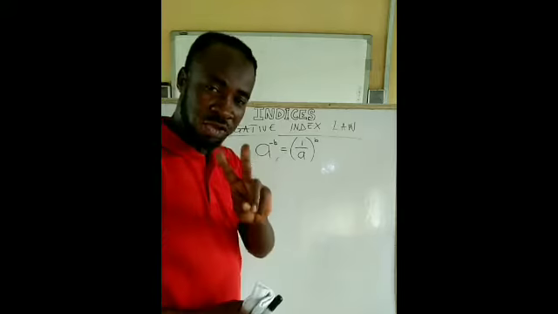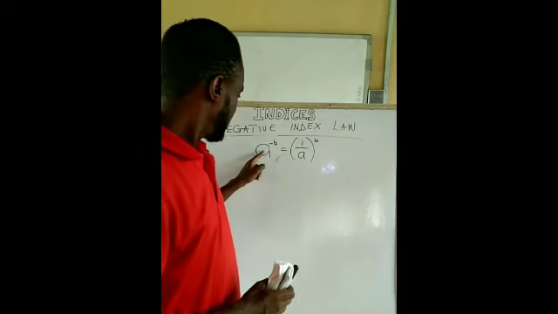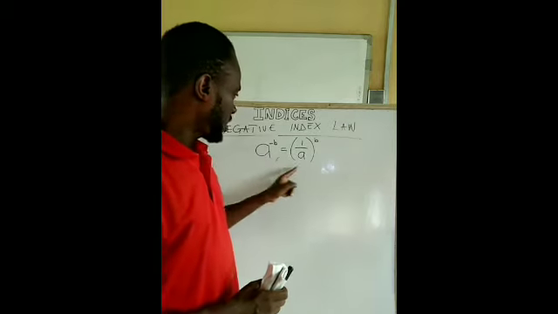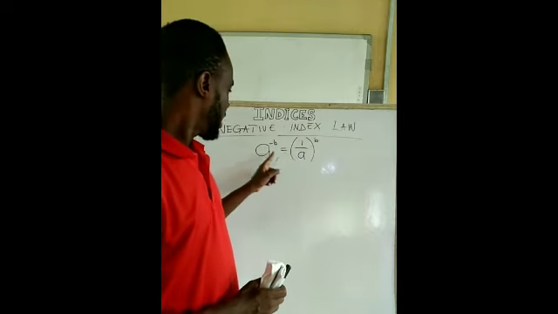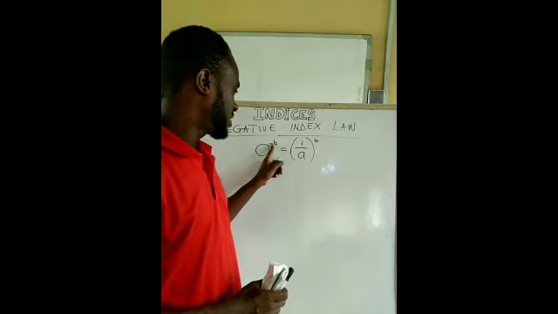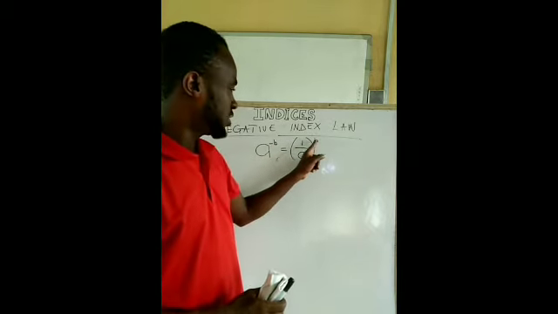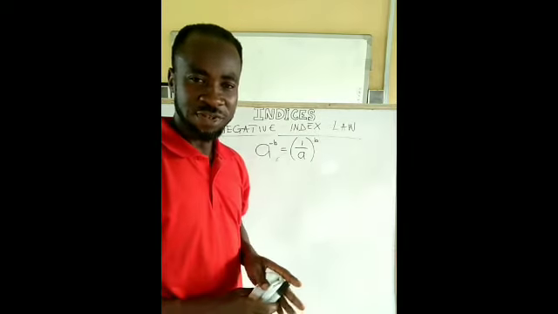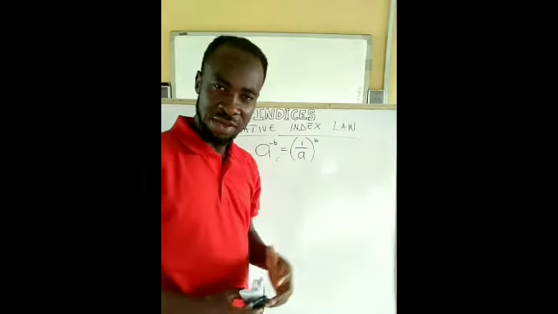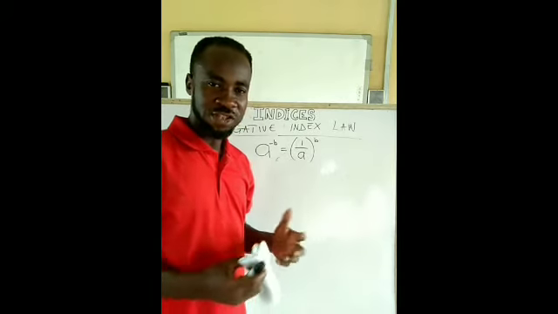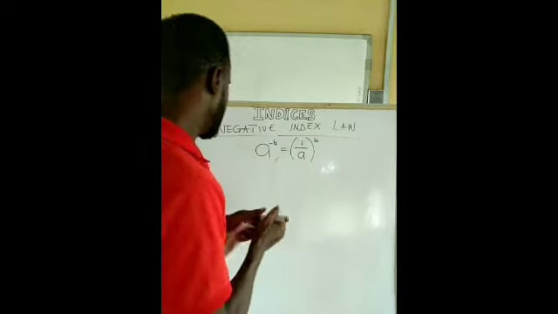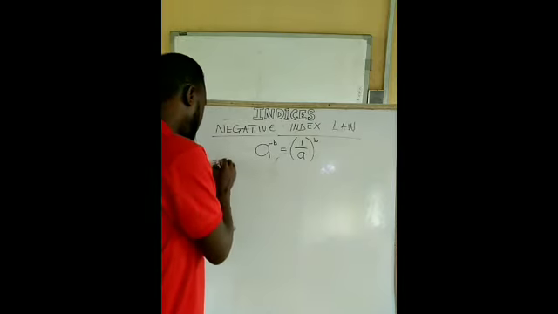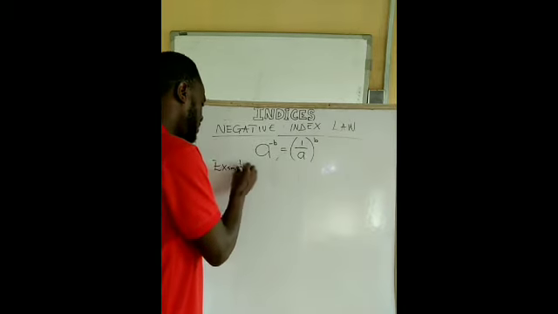So the two steps we are taking: take the multiplicative inverse of a, which is 1 over a, and then change the negative sign of the power into positive. That's what's happening here. So these are the two basic steps in simplifying indices with negative index. So let's look at some problems now.